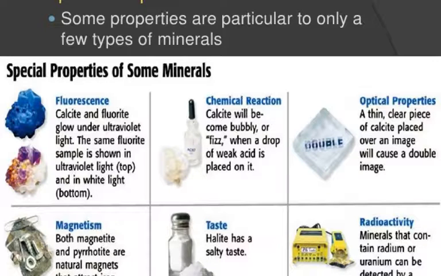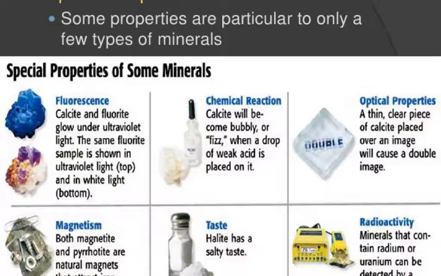Some will have chemical reactions. If you drop a weak acid on calcite, it will bubble or fizz. Calcite also might have special optical properties. If you take a thin, clear piece of calcite and place it over an image, it will cause a double image. Some are magnetic. For example, magnetite and pyrite are natural magnets, and you can see they have some paper clips and bolts and things stuck to the magnet there.